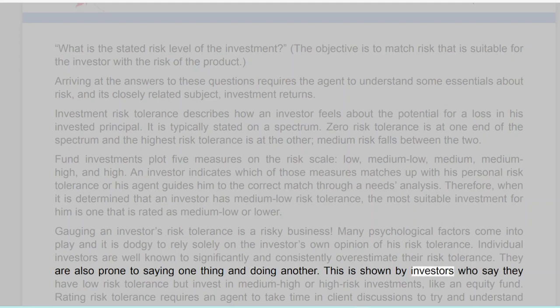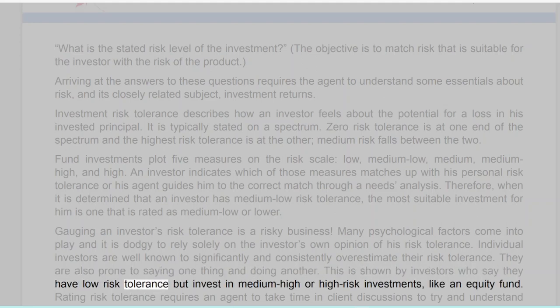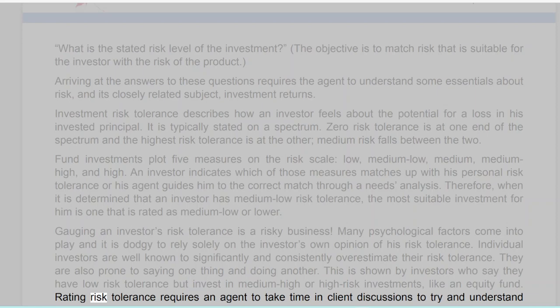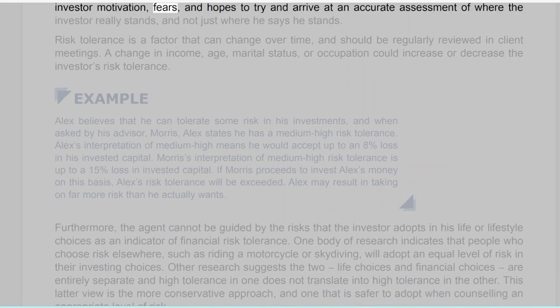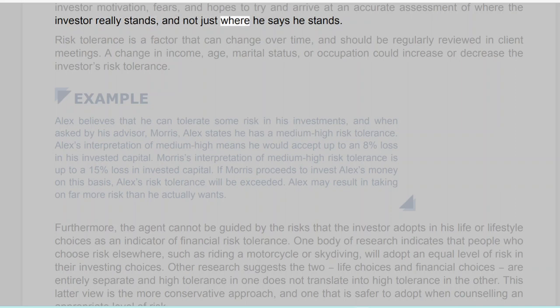This is shown by investors who say they have low risk tolerance but invest in medium-high or high-risk investments, like an equity fund. Rating risk tolerance requires an agent to take time in client discussions to try and understand investor motivation, fears, and hopes to try and arrive at an accurate assessment of where the investor really stands, and not just where he says he stands.